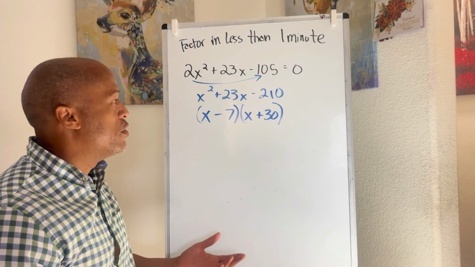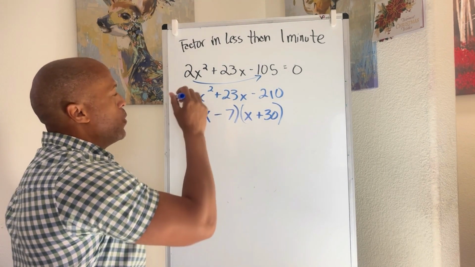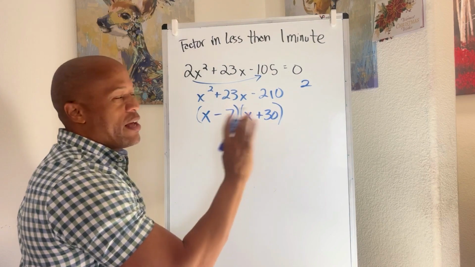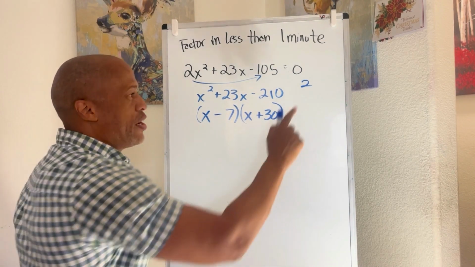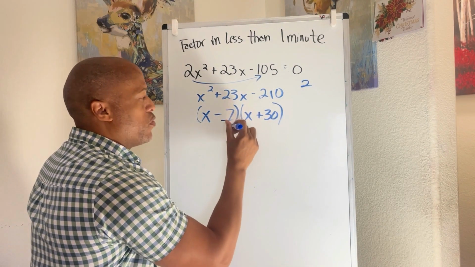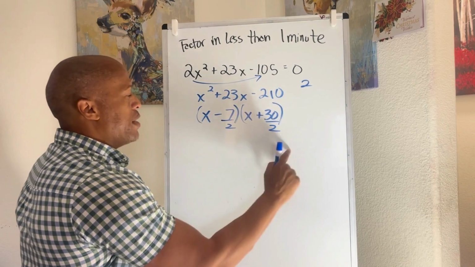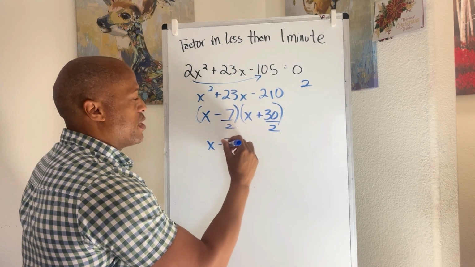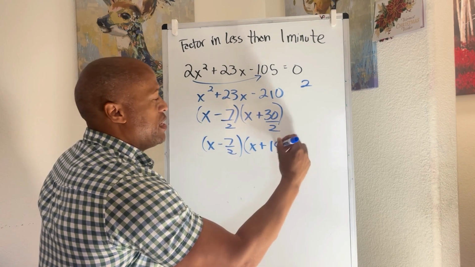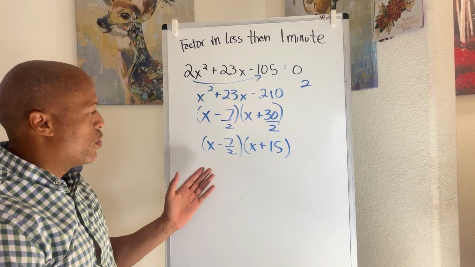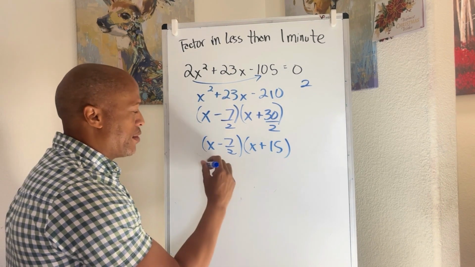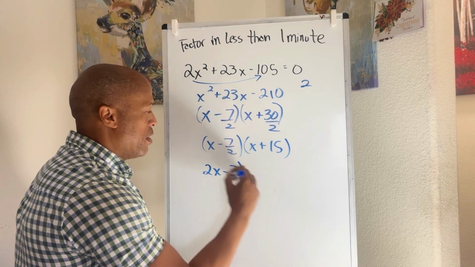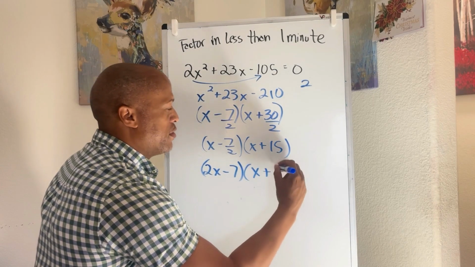The next thing I need to do is remember that I had this 2. Where did that 2 go? Nothing drops off in math. I don't add anything, and nothing ever drops off. So I still have to deal with the 2. I'm going to divide both of these by 2. So when I do that, I'll now have x equals 7 divided by 2, and negative 15. And then I don't want to have that as a fraction, so I'm going to put the 2 back there, and it's 2x minus 7 times x plus 15.